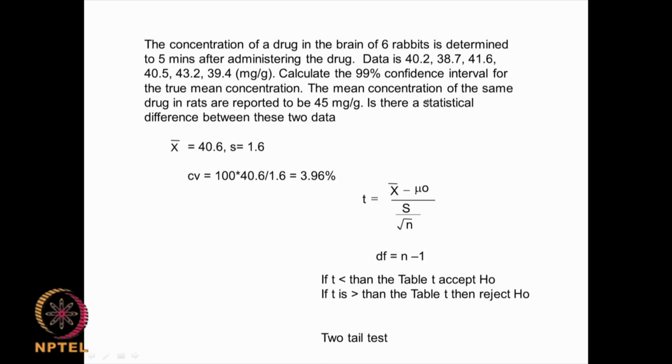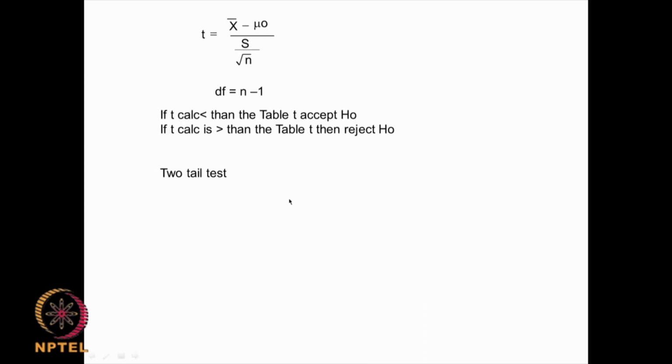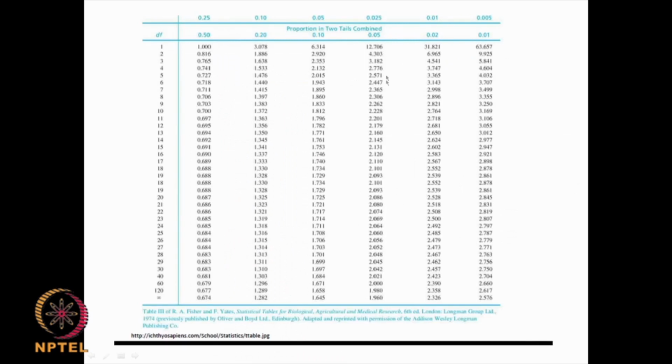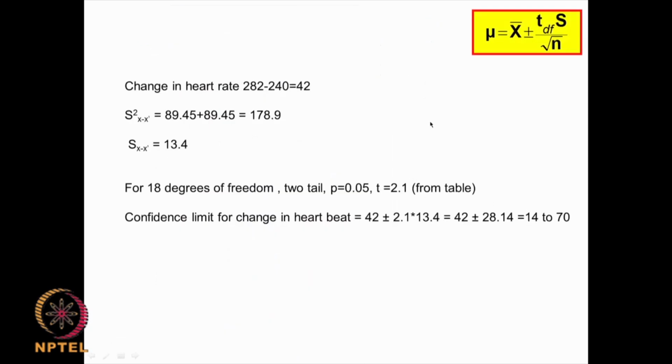We are doing two tail test because the question is in rats it is 45 milligram per gram. Is there a statistical difference between these two data? Okay. Is there a statistical difference? So, the H naught will be equal to mu naught, H alternate will be mu is not equal to mu naught. Okay. So, we do the two tail test. Okay, for 5 degrees of freedom, 99% confidence. Let us look at the table, two tail test. 99% confidence means it is 0.01. For 5 degrees of freedom, you get this here 4.032.